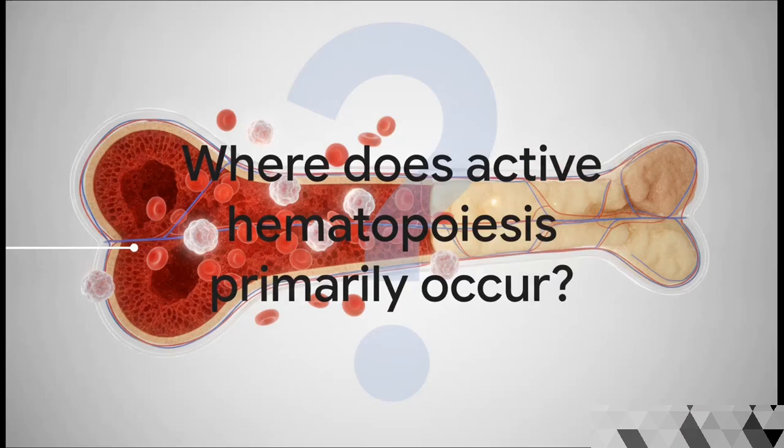Question 3, let's test your functional knowledge here. Where does active hematopoiesis or blood cell formation primarily occur in a bone? A, yellow marrow, B, red marrow, C, compact bone, or D, nutrient foramen? The answer is B, the red marrow, which is safely housed inside that porous network of the spongy bone.